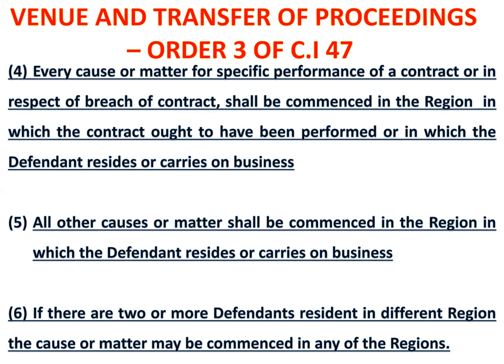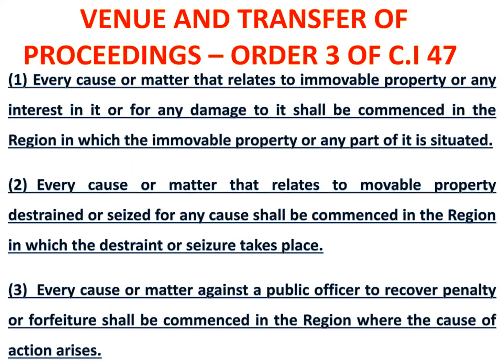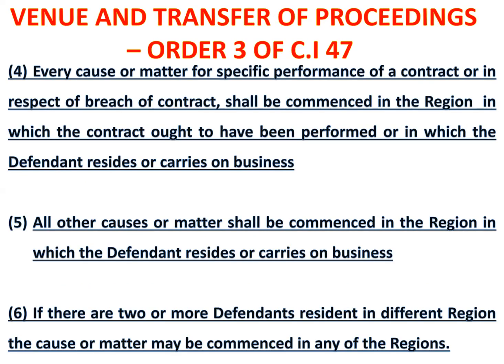But what if it's a matter that doesn't fall under any of the ones we've mentioned? Because we mentioned one that relates to immovable property, that you go to the region where the property is situated. Movable, where the distraint or seizure took place. A cause or matter against a public officer to recover penalty, we say that you shall commence it in the region where the cause of action arises. If it's for specific performance, what did we say? In the region where the contract ought to have been performed, or in which the defendant resides or carries on business.